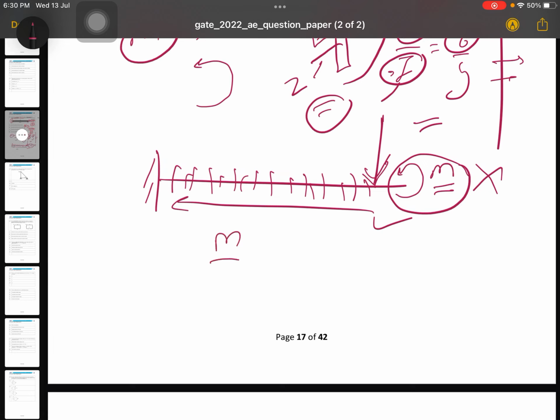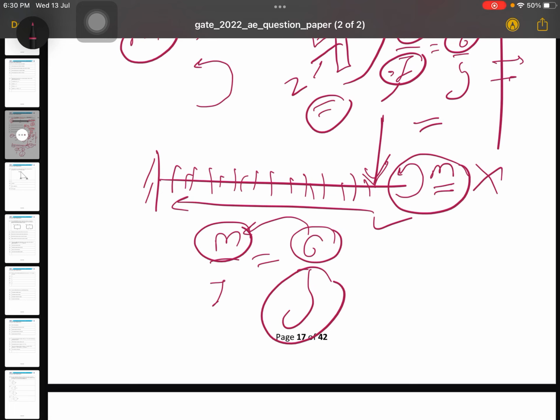And if your bending moment is different, then sigma will not depend only on Y, sigma will also depend on this capital M. And understand one more thing, whatever we are learning here, at industry level we don't discuss like this.